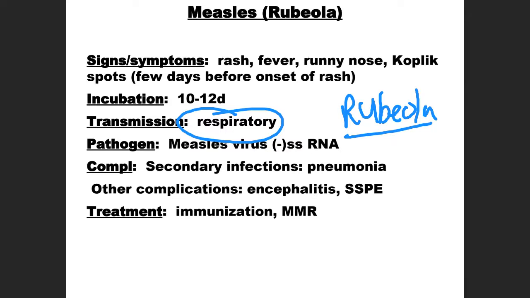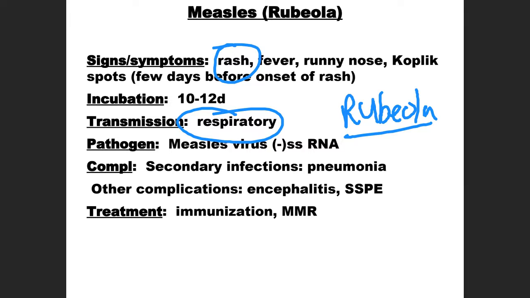Then it spreads from the upper respiratory tract into the blood, and the blood can carry it to the skin and cause a rash. So one of the primary signs of regular measles caused by rubeola is a widespread rash on the skin. But there's one thing that sets this type of measles apart from German measles.